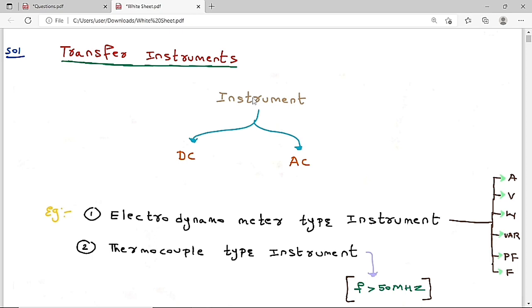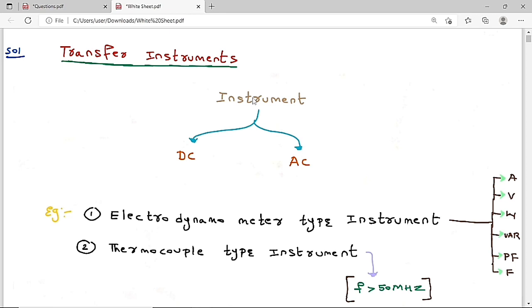Suppose I am going with an instrument which is calibrated with a DC source, meaning in that instrument we use the DC source, and without any modifications, by using that instrument we can measure the DC quantity as well as the AC quantity.